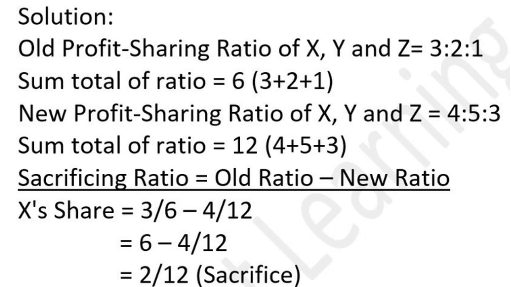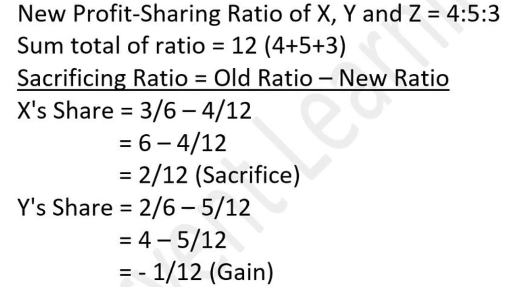So sacrificing ratio is equal to old ratio minus new ratio. First we calculate X's share, that is 3/6, which is his old profit sharing ratio, minus 4/12, that is his new profit sharing ratio. We simply use the LCM method to calculate the sacrifice or gain of X. So we will get the answer as 2/12. So here X sacrificed 2/12 of his share.